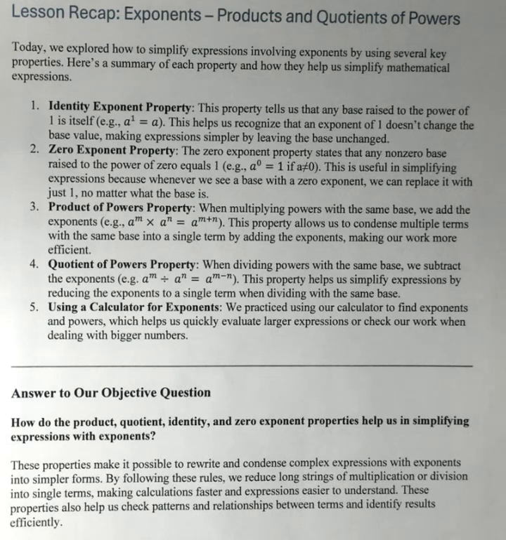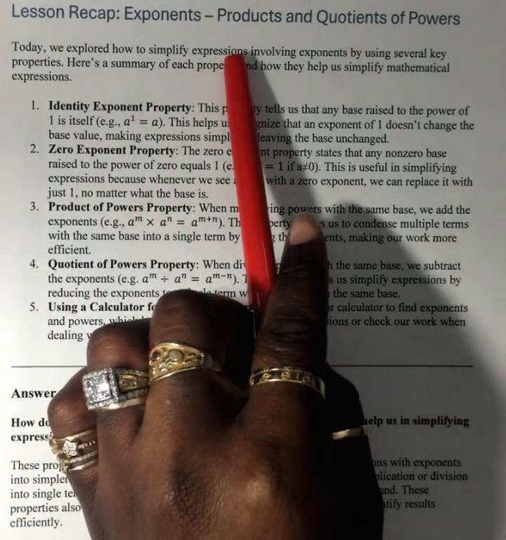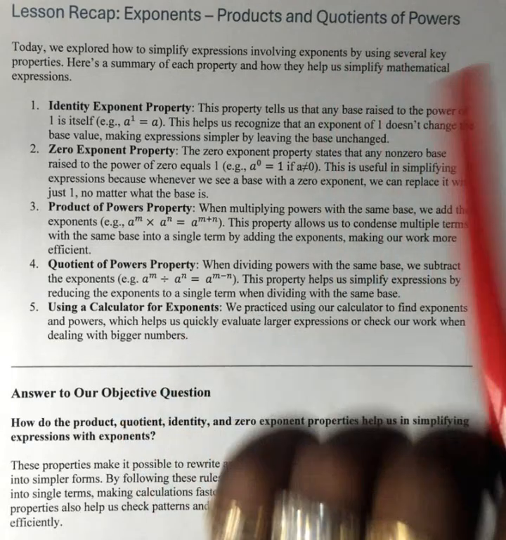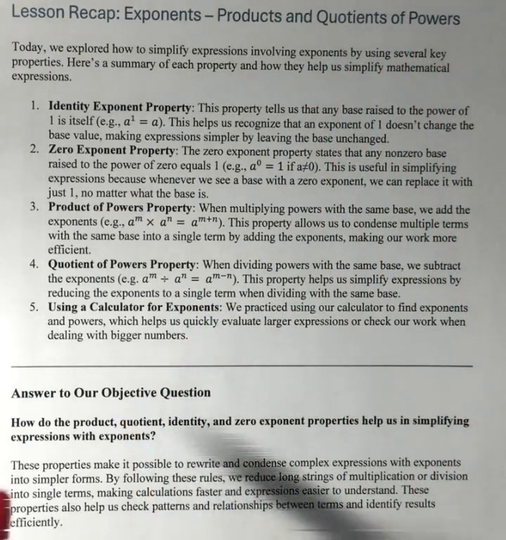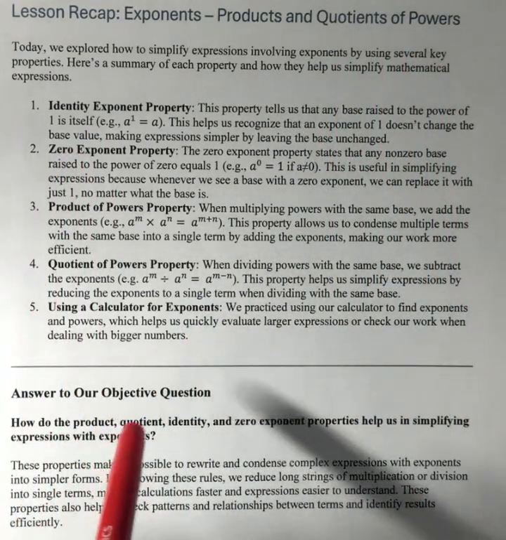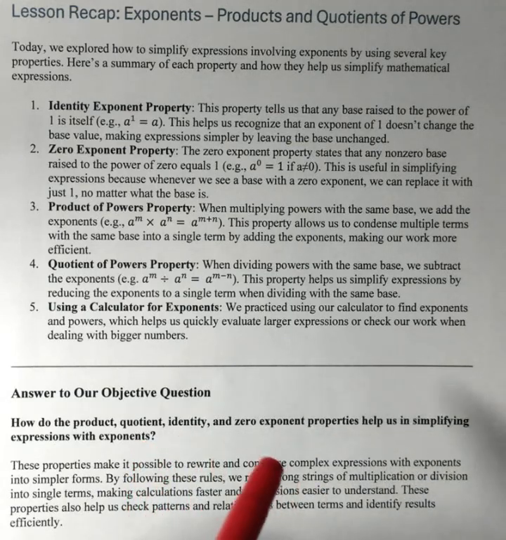All right, so we are finishing up our lesson on exponents where we worked on products and quotients of properties. So we explored how to simplify our expressions using exponents. We use several different properties. And so here's a summary of the different properties that we talked about. And what they do is help us to simplify our math expressions.